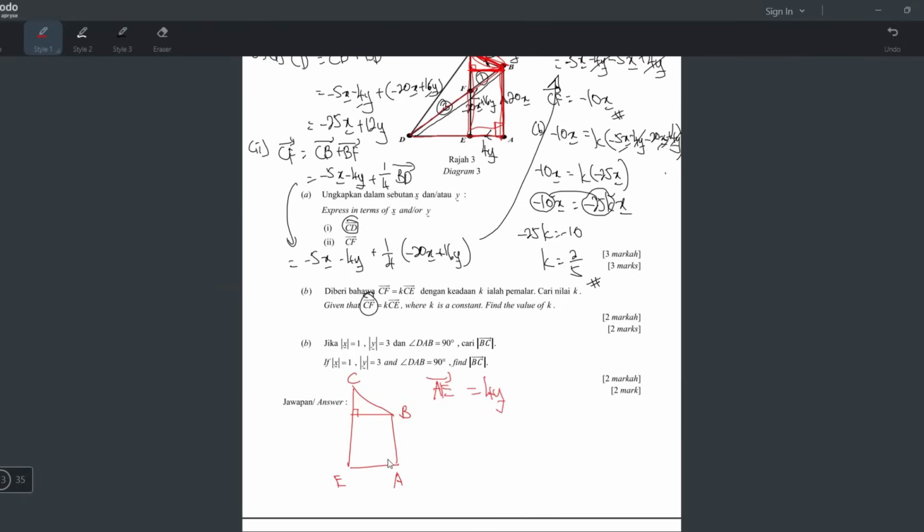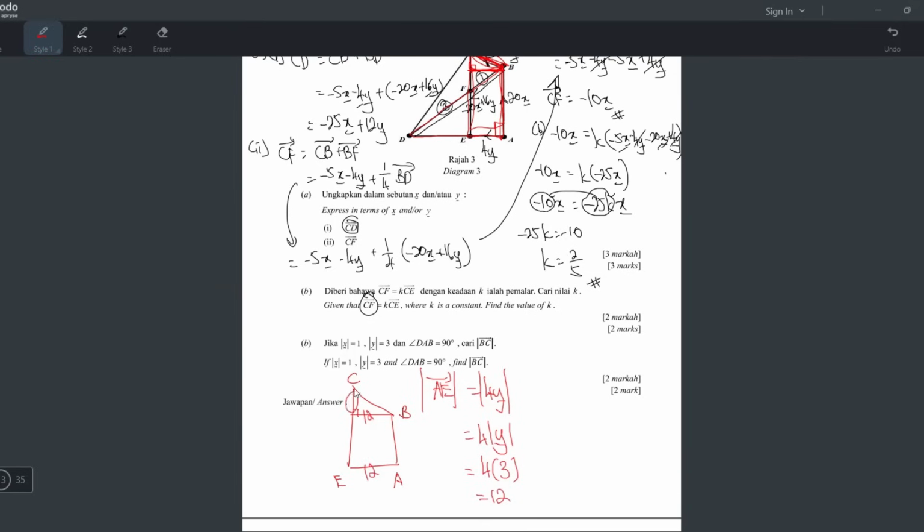But since I'm trying to find the panjang, I will put the magnitude. I'm trying to find the magnitude. So how to find the magnitude of 4y? Okay, they already say magnitude of 1y is 3. So the 4 I can take it out, and then 4 times magnitude of y become 4 times 3. So you get 12. That means this is 12, and this is also 12.